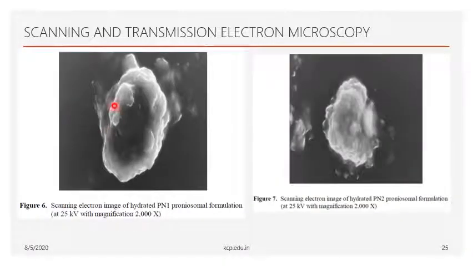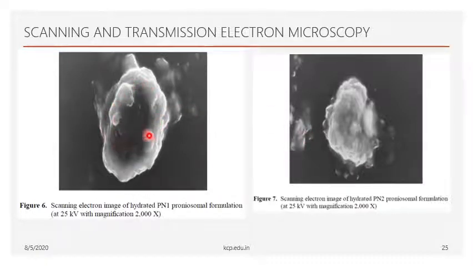And next one is a photograph from scanning electron microscopy. You can see the particles, so this is the vessel. First one is PN1, magnified 2000 times, and the second one is also PN2, also at 2000 times, used to see the morphological characters of the vessel.